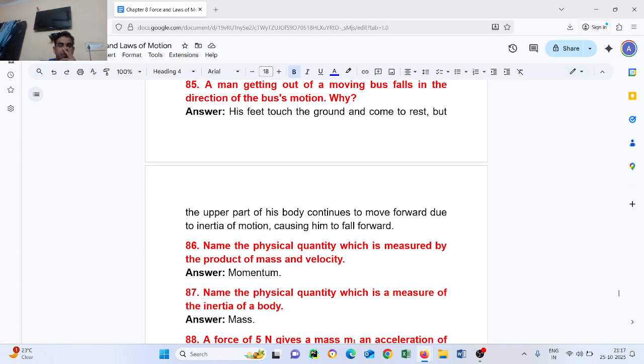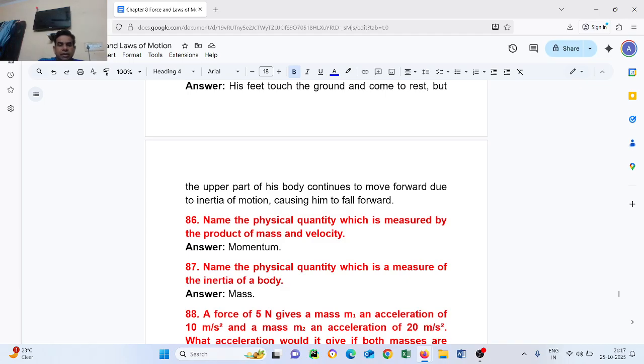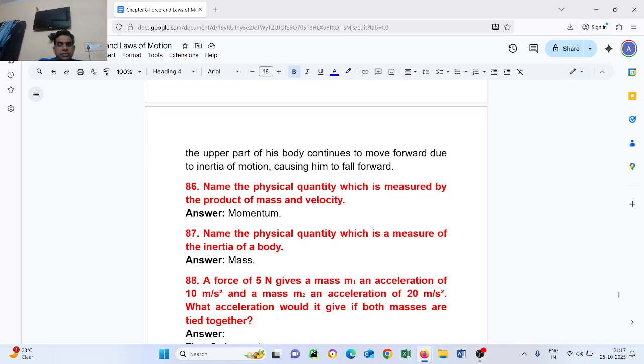Question number 86. Name the physical quantity which is measured by the product of mass and velocity. Momentum. Question number 87. Name the physical quantity which is a measure of the inertia of a body. Mass.